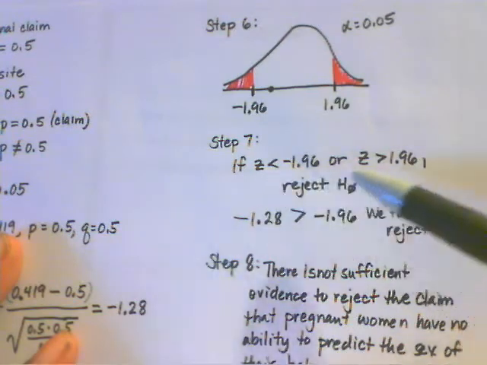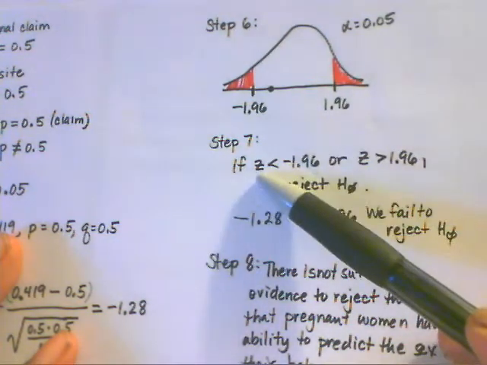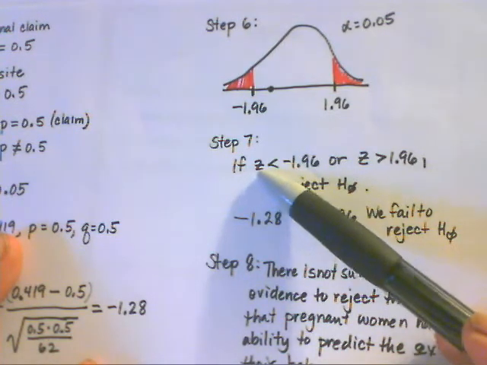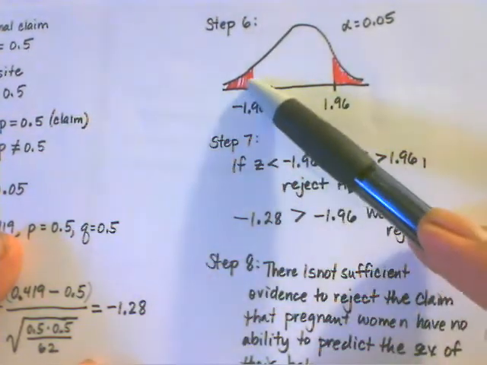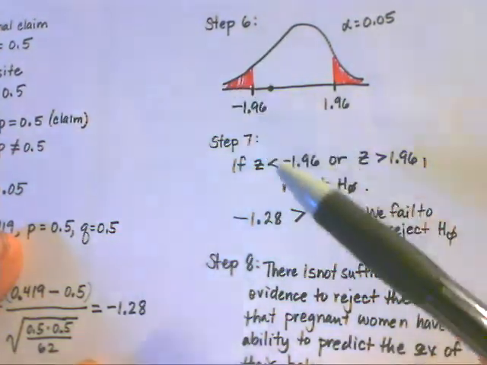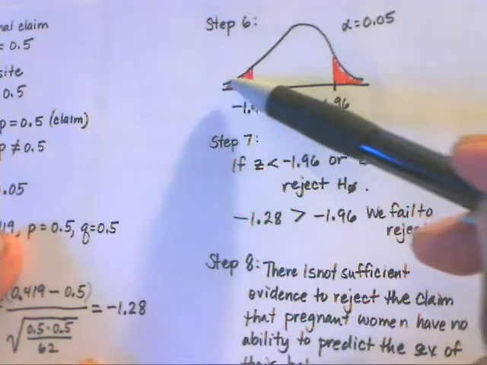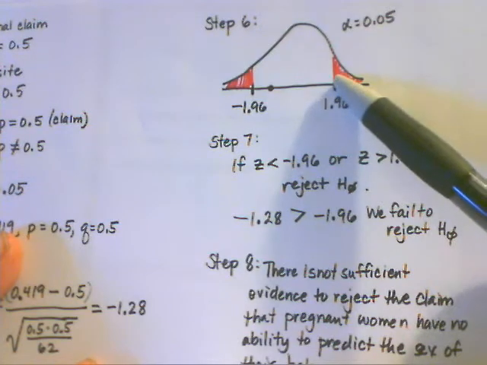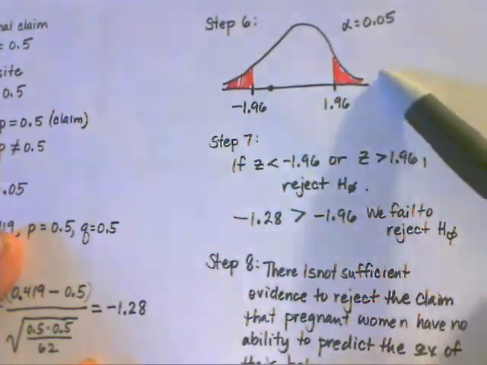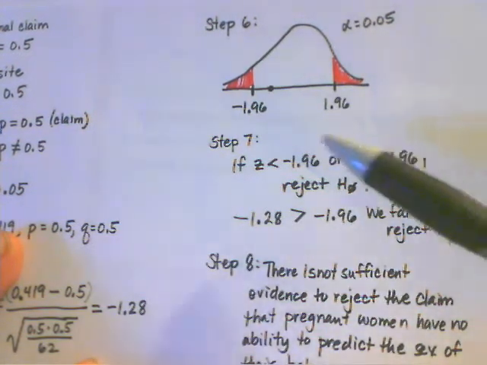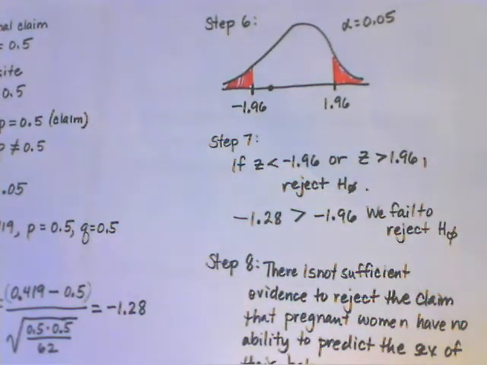Now, the traditional method is this. When we go to step 7, when we write our decision rule, it's going to be this. If your test statistic, which is your z, is less than negative 1.96, because the shaded area to the left is less than negative 1.96, if that test statistic falls within that critical region, if it's less than negative 1.96, or for positive 1.96, anything greater than that will cause us to reject the null hypothesis. So if z is greater than 1.96, if it's one of those two, you're going to reject the null. Otherwise, you're going to fail to reject the null.